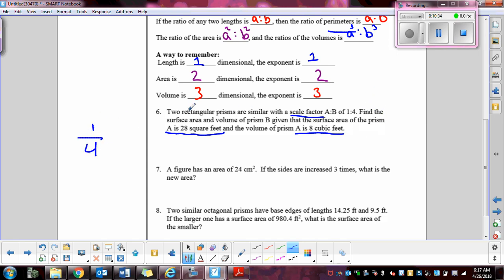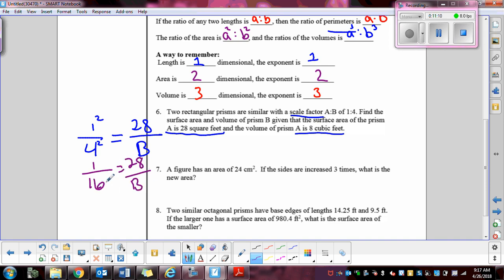But we want the ratio for the surface area first. So what we're going to have to do is square each one. 1 squared to 4 squared, so this is A to B. A is on top, B is on the bottom. Given that the surface area of prism A is 28, find the surface area of B. We don't know what B is. So 1 squared is 1, 4 squared is 16, equals 28 over B.